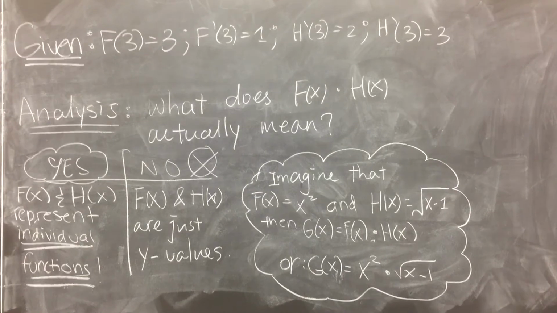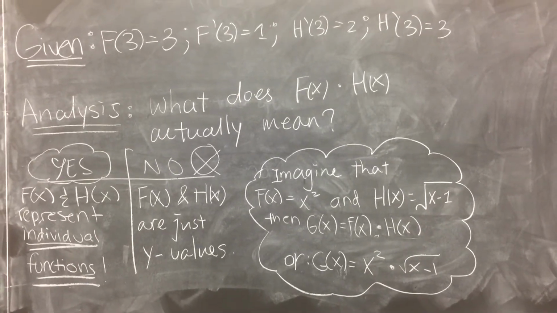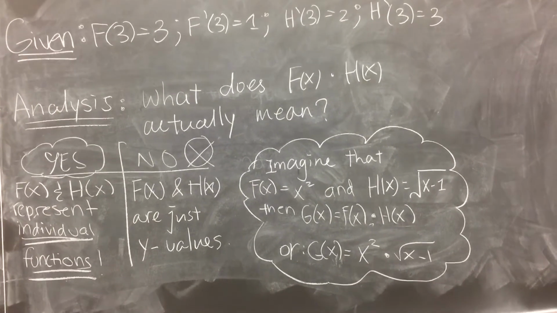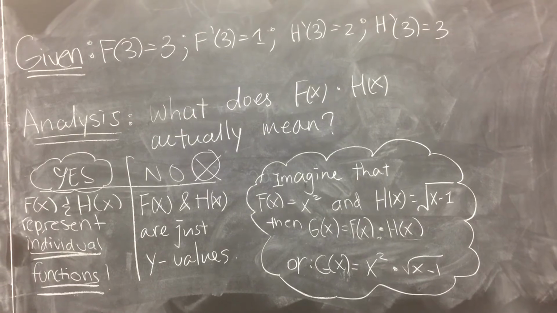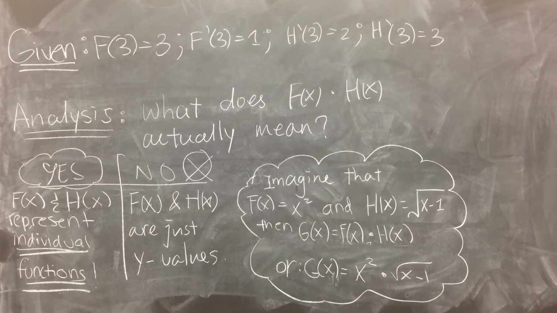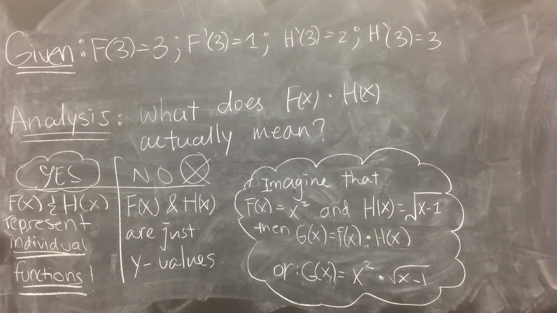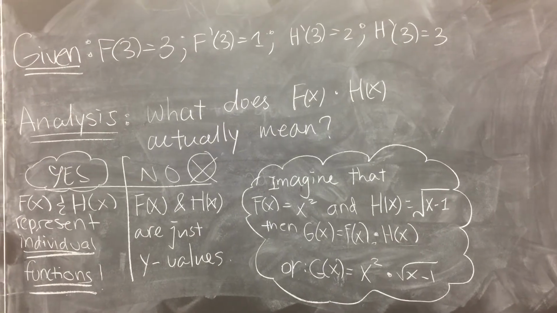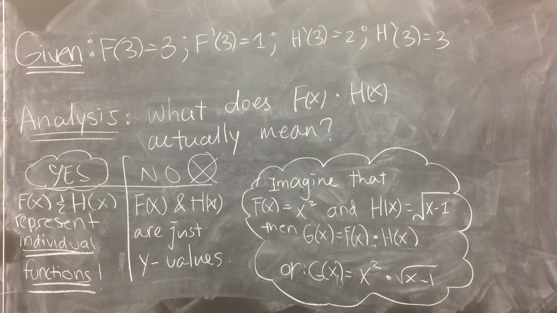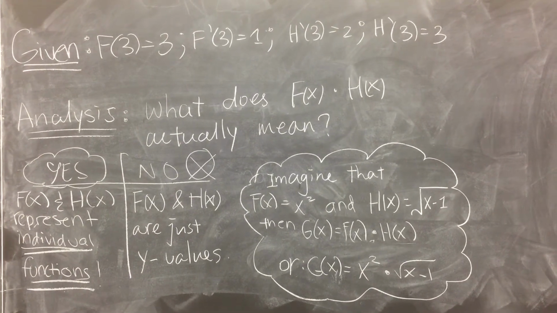You also got stuck on what f(x) times h(x) actually means. You're thinking of f(x) and h(x) as just y values, but you should think of them as individual functions. For example, imagine that f(x) equals x squared and h(x) equals the square root of x minus 1. We know that g(x) is the product of these two functions. And from class, you already know that to solve for the product of two functions, we use the product rule. For this question, we have to use the product rule too.